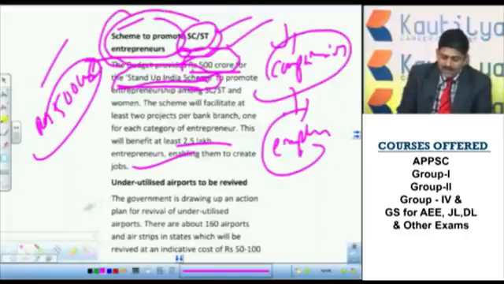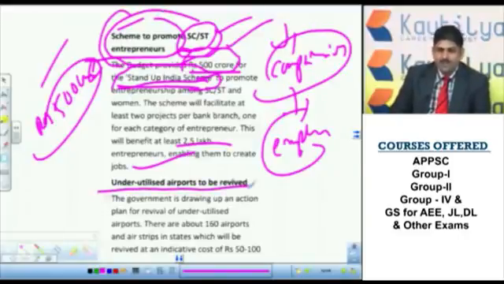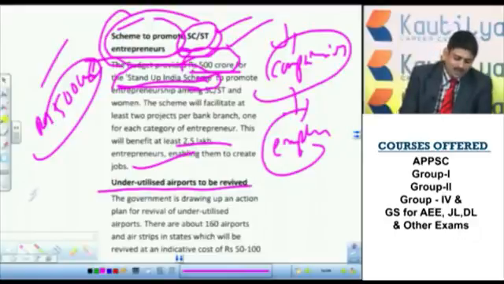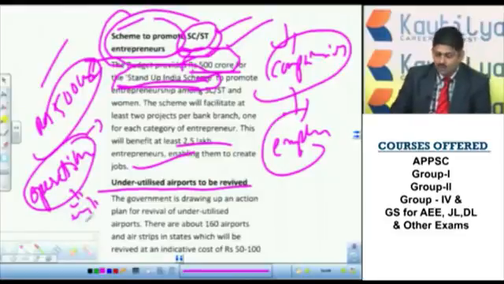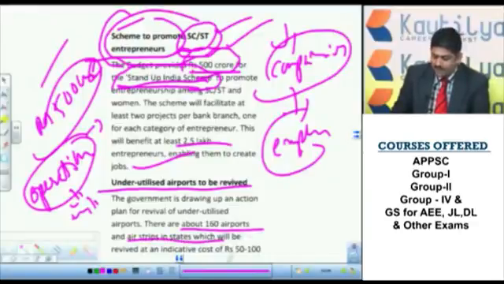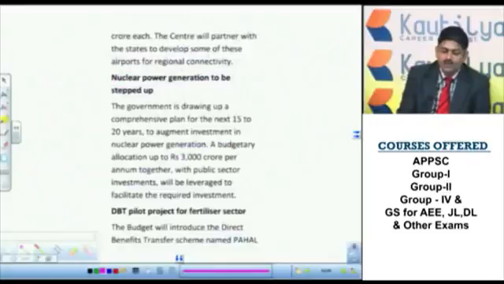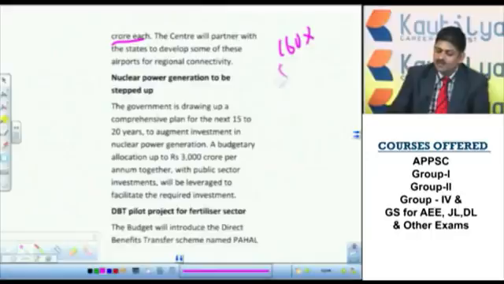Another important initiative is that underutilized airports will be revived, because many airports in India were not in operation. If these are brought under operation, again this will create employment, and again this will increase the GDP. In order to do this, a certain amount is allocated. 160 airports and airstrips will be revived at an indicative rupees 50 to 100 crore each. Depending upon requirement, rupees 50 to 100 crores will be given in order to revive them.